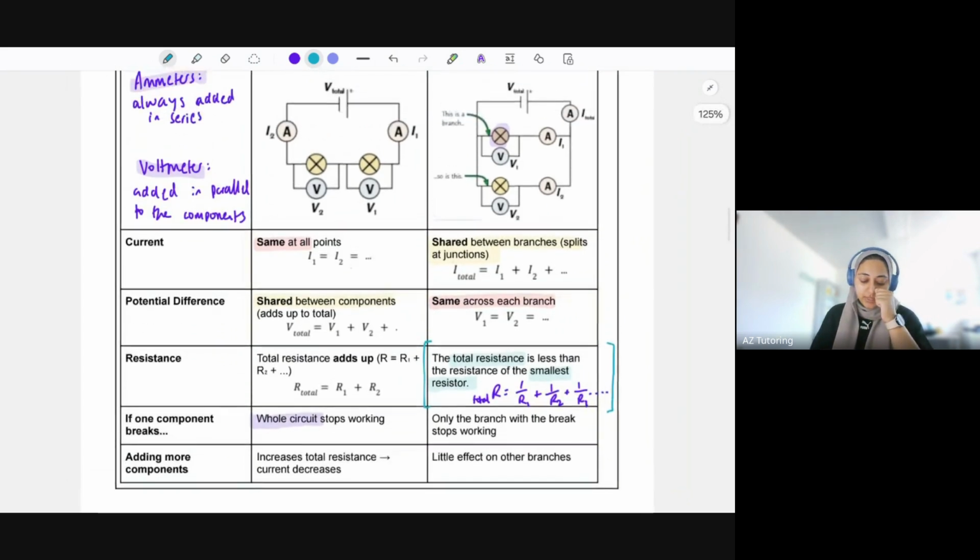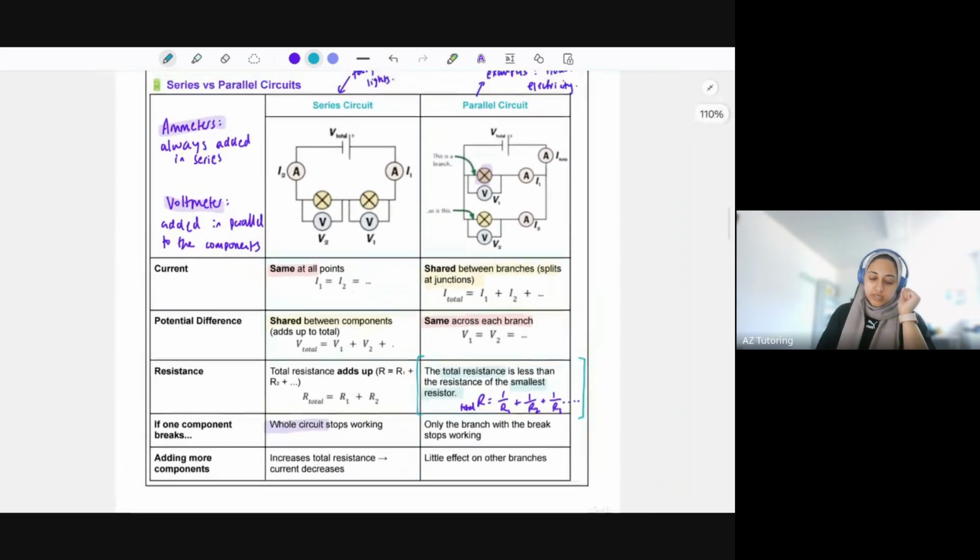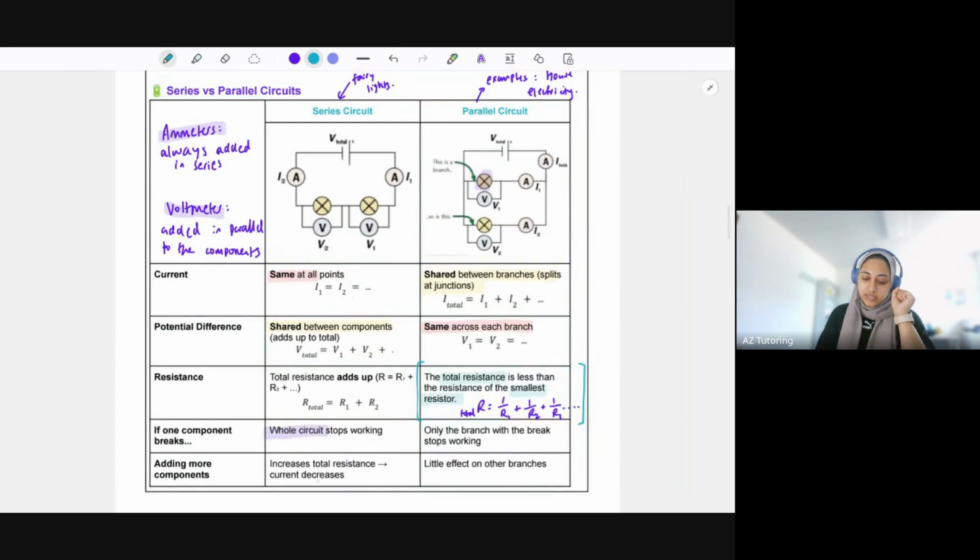Okay, and what happens when you add more components in each of these? Well, if you add more components in a series circuit, you're increasing the total resistance. Because it's just one circuit and there's just one current passing through, the current's therefore going to decrease. So just remember, if you add more components in a series circuit, you're increasing the total resistance and therefore you're decreasing the current.